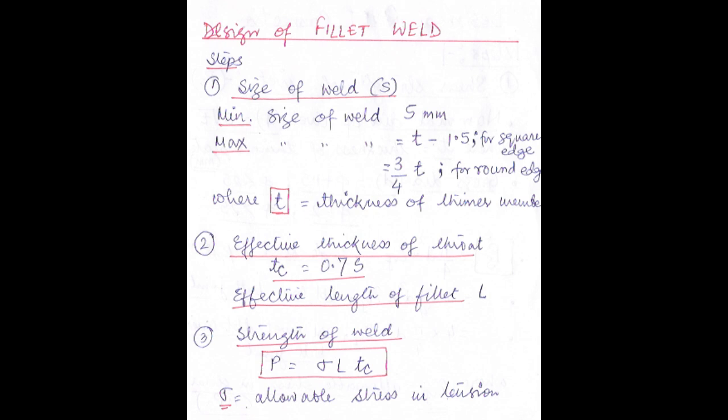Effective length of the fillet is denoted as L. So we can find out the strength of the weld, that is P is equal to sigma L into TC, where sigma is equal to allowable stress in tension. Let us see one question and solve it.